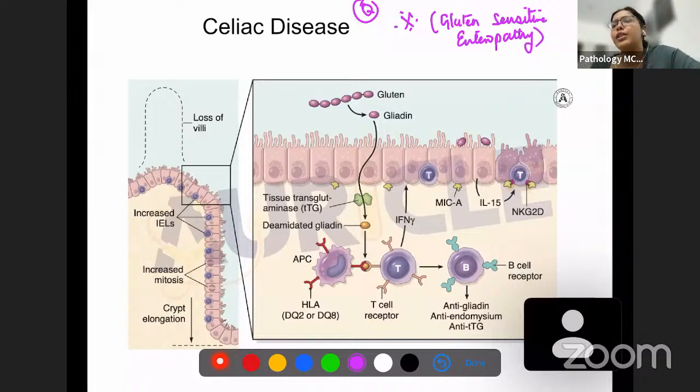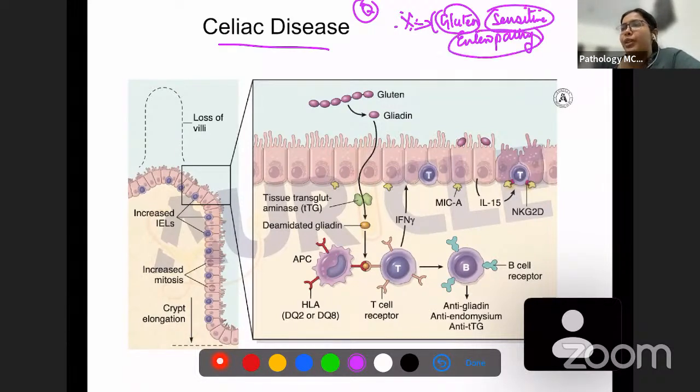Another name for celiac disease is gluten sensitive enteropathy. This name is far better than celiac disease, because it helps us understand the pathophysiology also. In gluten sensitive enteropathy, the enterocytes are sensitive to gluten. So whenever you eat a gluten rich diet, what are the foods which have gluten?